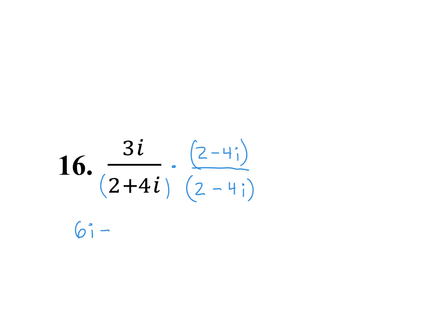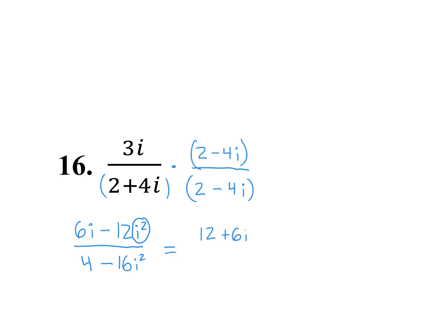minus 12i squared. On the bottom, you don't have to FOIL if they're conjugates. Just do first, so 2 times 2, and last, minus 16i squared. All right, i squared is negative 1, so negative 12 times negative 1 is positive 12, and then I still have the 6i.